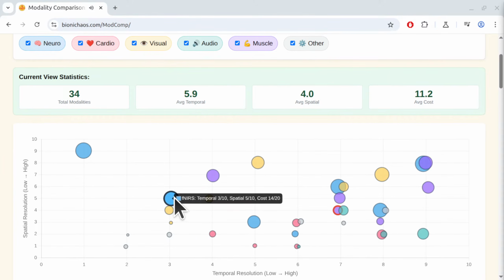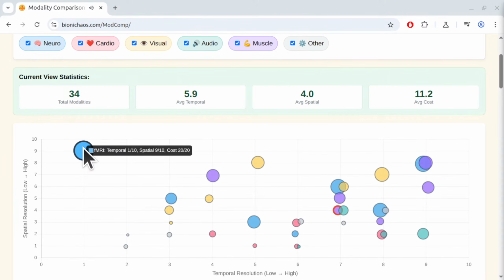Okay, so spatially, it's amazing, right? 9 out of 10. You can pinpoint where stuff happens in the brain with incredible accuracy for research. Absolutely stunning spatial detail. But temporally, it gets a 1 out of 10. Sampling might be, what, once every second or two, 0.5 to 2 hertz. Temporally, it's slow, glacial almost compared to neural activity. And the cost, also maxed out at 20 out of 20.